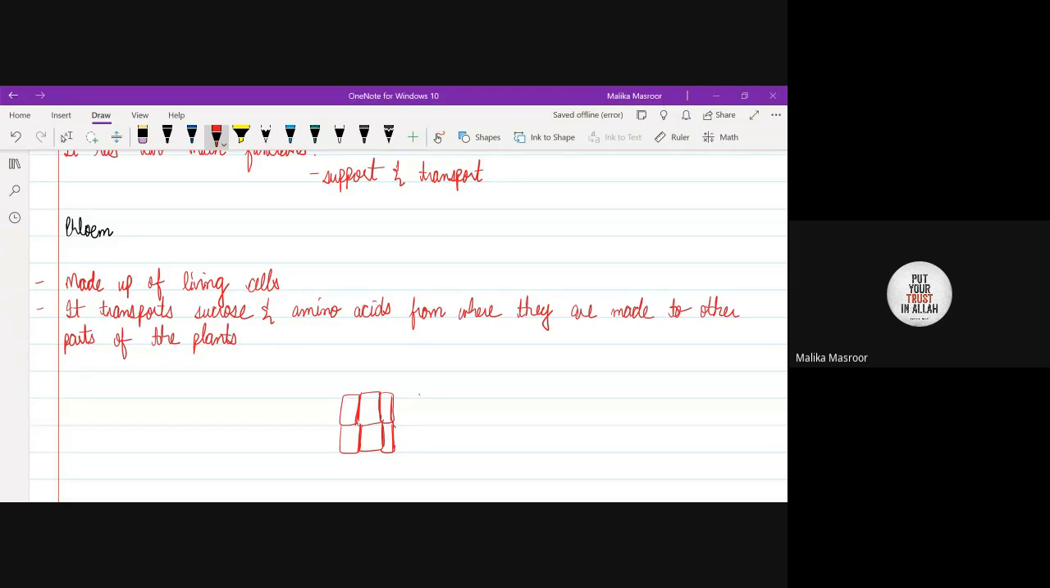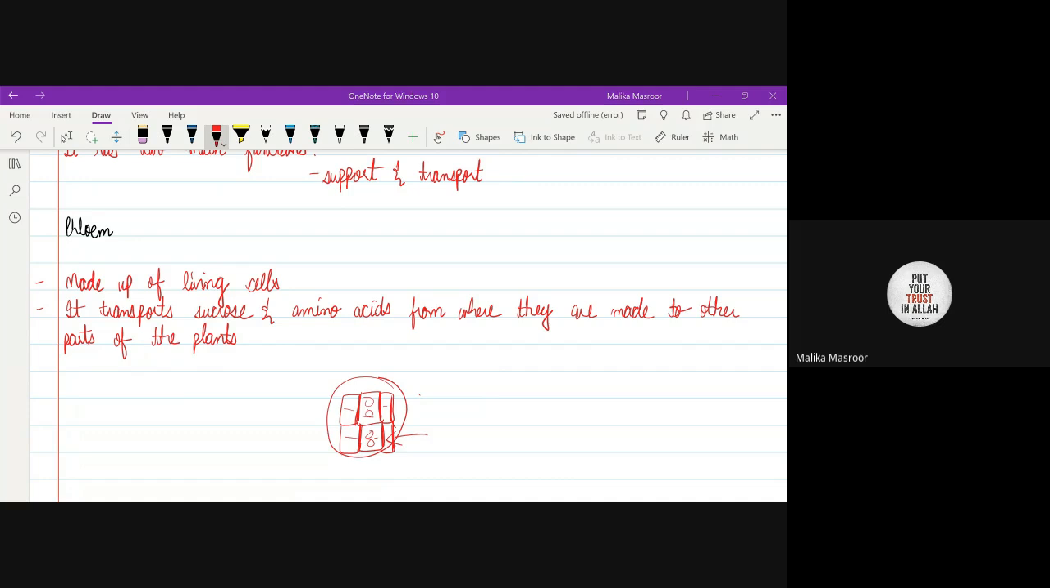I am saying lignin is impermeable to water. Do you think it will let water enter, if it's impermeable to water? And do you think our organelle cells can survive without water? No, right? So if they cannot survive without water, then they will die. This will die first, this will die second, third, fourth, fifth. Slowly and gradually, the entire xylem vessel will die. Okay, it will be dead.